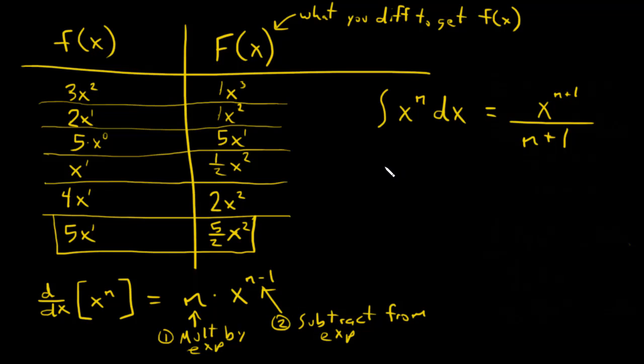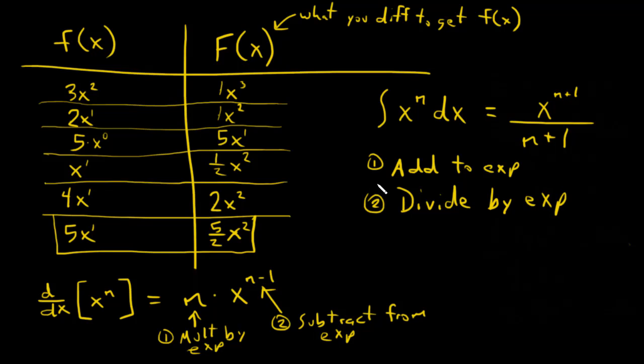So I'm going to go backwards. The first step is going to be add to the exponent. Second step is going to be divide by the exponent. Okay? That is the exact inverse of what I have here. And this is exactly what I have written down. I add 1 to the exponent, so get n plus 1, and then I divide by that amount. Divide by n plus 1.